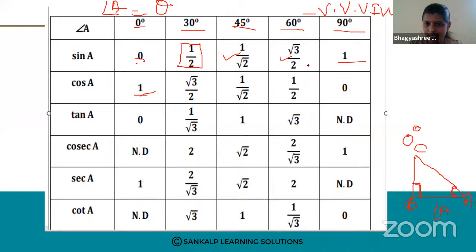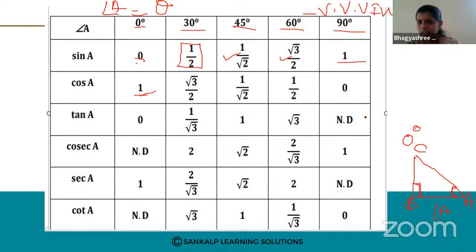See, sin 60 degree is root 3 by 2, cos 30 degree is root 3 by 2. Right? So sin 45 degree is 1 divided by root 2 and cos 45 is 1 divided by root 2. Like that, sin 30 degree is 1 divided by 2, cos 60 is 1 by 2, sin 0 is 0 and cos 90 is 0. Sorry, 0. So if it is like this, reverse it. It came exactly reversed.